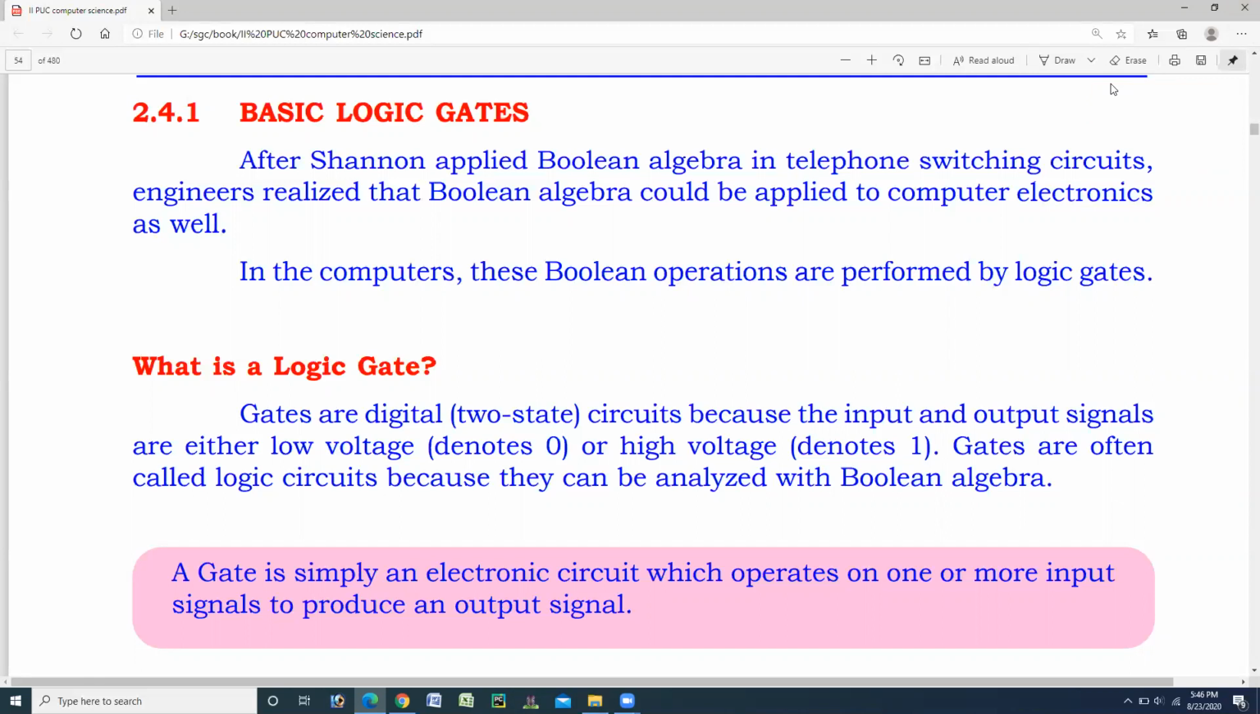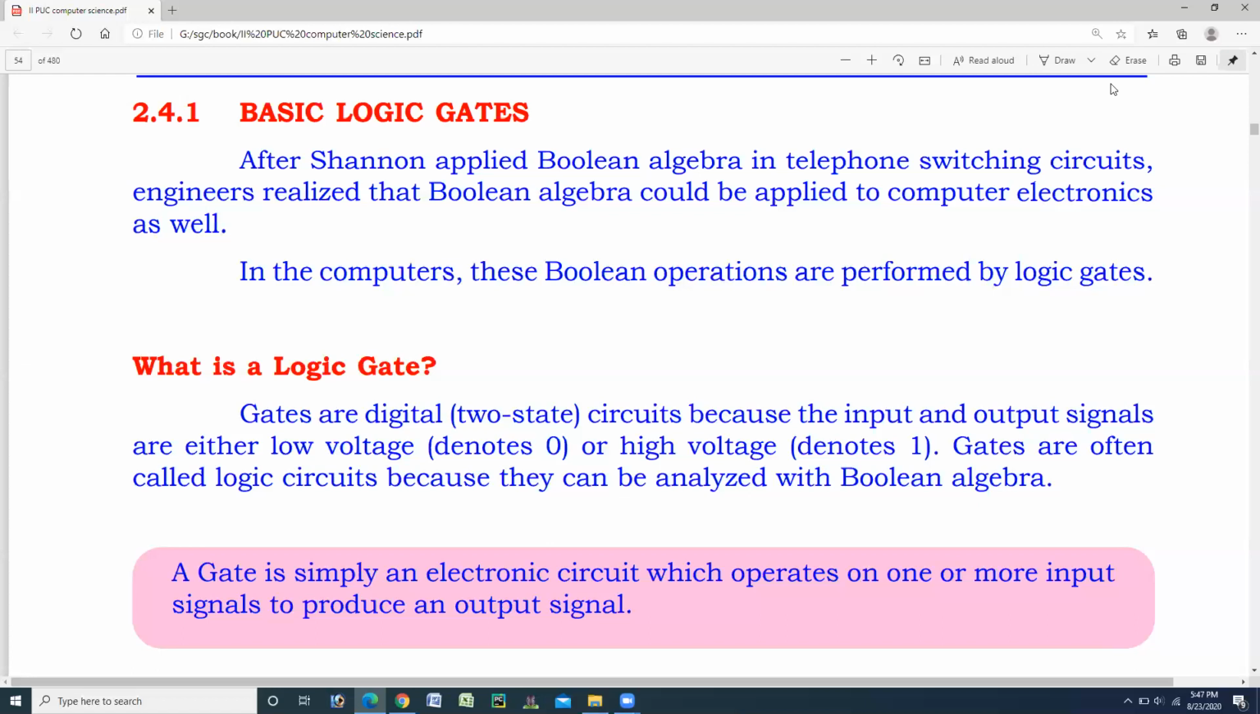Basic logic gates is the heading. In chapter 2 itself, we have used one name called Claude Shannon. Practically he implemented this Boolean algebra in telephone switching circuits, right? He realized the Boolean algebra could be applied to computer electronics as well. So in the beginning only I stated that today this is the backbone of our computer industry also, the logic gates. In computers, the Boolean operations are performed by logic gates. That's why now we'll study about the logic gates.